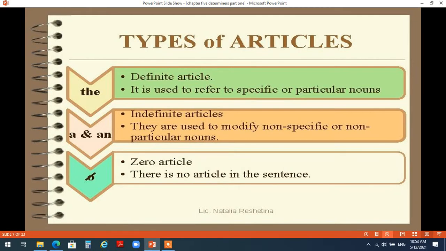The first one is called definite articles, which includes the definite article the, which is used to refer to specific or particular nouns. The other category is called indefinite articles, and they include either a or an, and the usage of a or an is determined by the first letter.